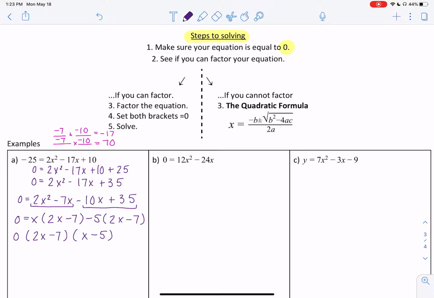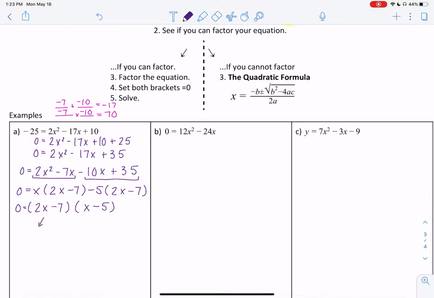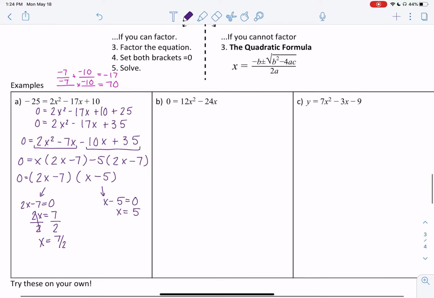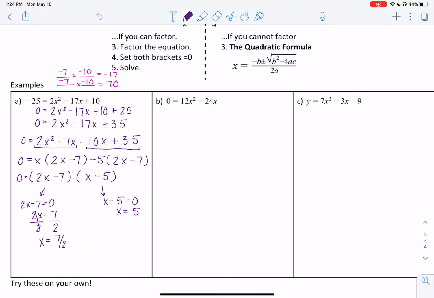Next, we are going to set each of these brackets equal to 0. We'll do that with the first one here, 2x minus 7 equals 0, and then this one, x minus 5 equals 0. Now we're just going to rearrange things. For this one, the -7 will go to the other side, and then I can divide out that 2. So our x is 7 over 2. And over here, move that 5 over, and we'll get x equals 5. So those are our two answers.